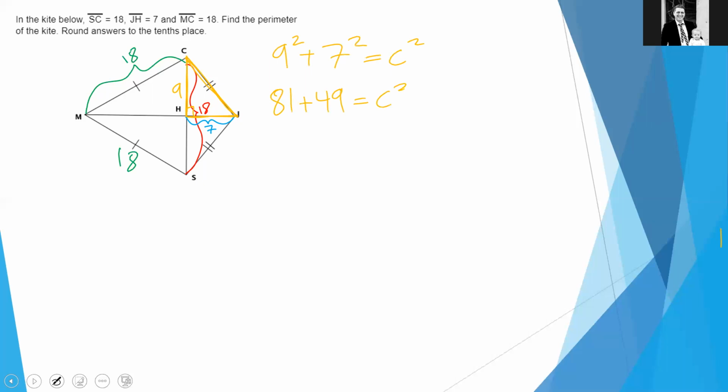81 plus 49 is 130 equals c squared. Again, I'm going to take the square root of each side, and the square root of 130 is 11.4017, and so on. I'm just going to store it again. So I know that's my C value. So I'll have 2 of those plus 18 plus 18. That's going to give me my perimeter.